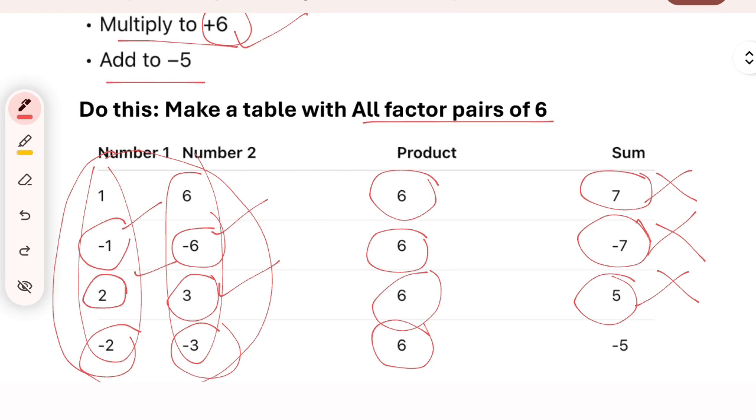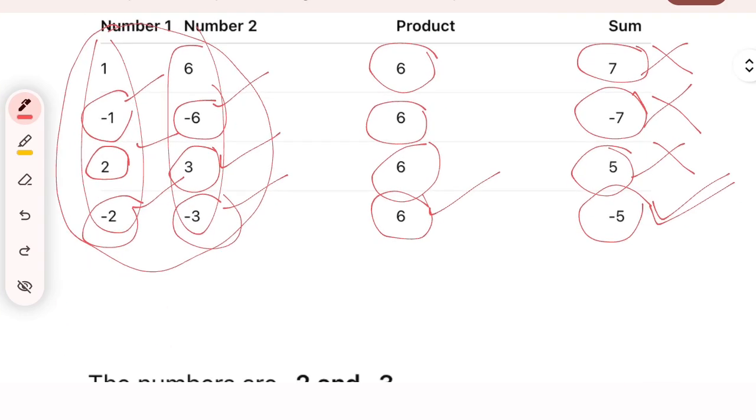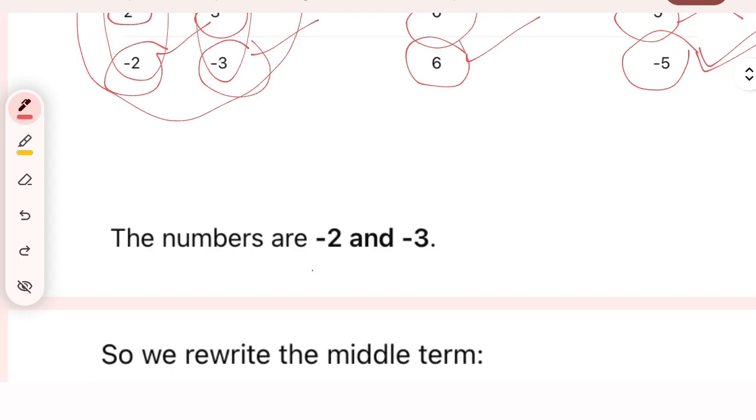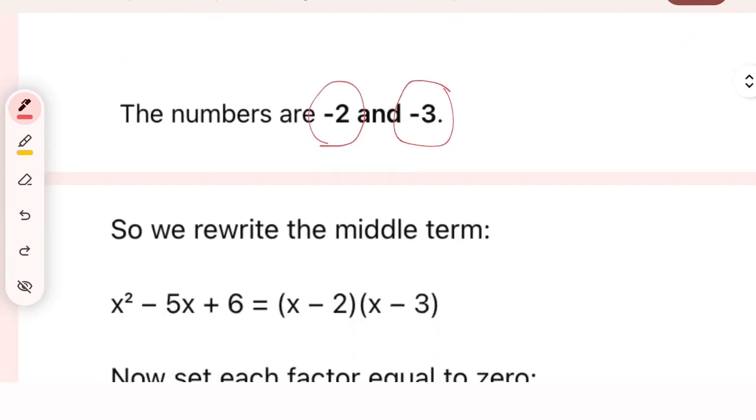Remember? Now we have negative 2 and negative 3. It's negative 5. So that means negative 2 and negative 3 when multiplied will result to a positive 6. And when you add them, will result to negative 5. So these are the numbers that we need. The numbers that we need are negative 2 and negative 3.